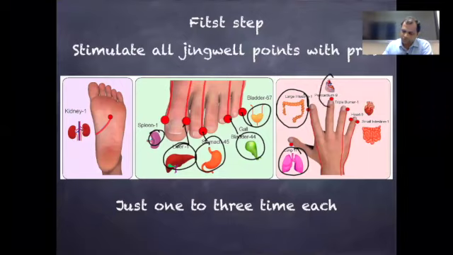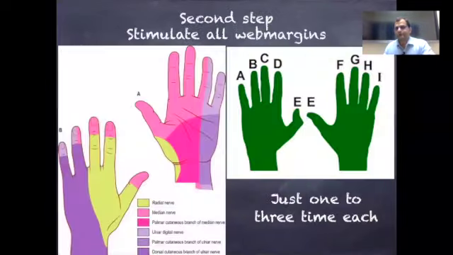And this is the point of heart and pericardium. This is the point of circulation, heart and small intestine. So now we are coming to step number 2, now the most important step. Step number 2 is a very effective step. In step number 2, we have to stimulate the web margins.